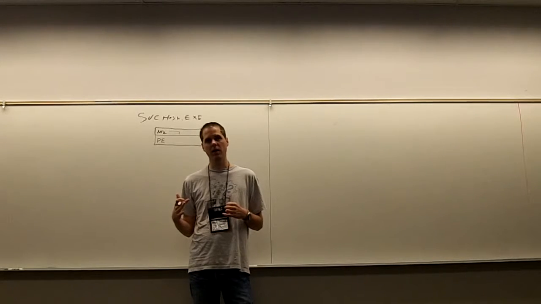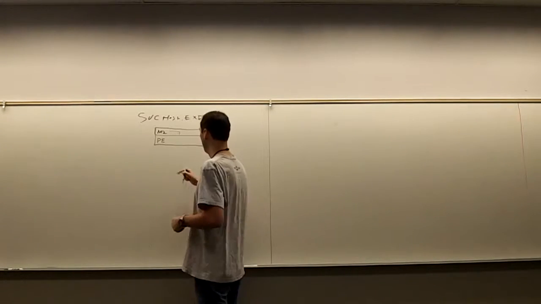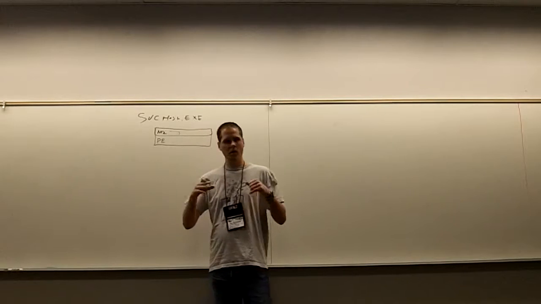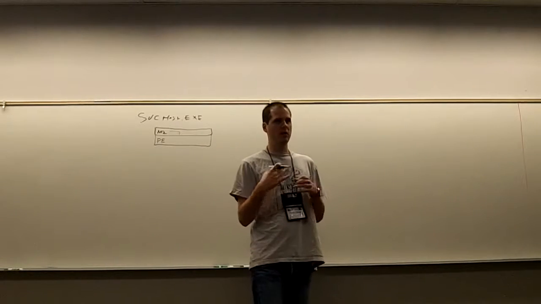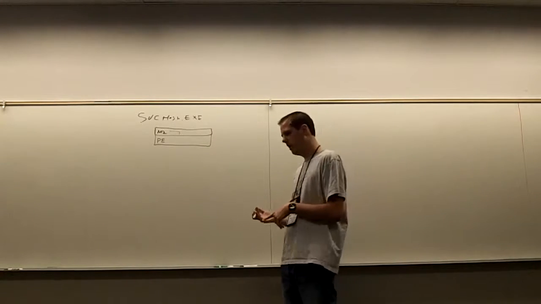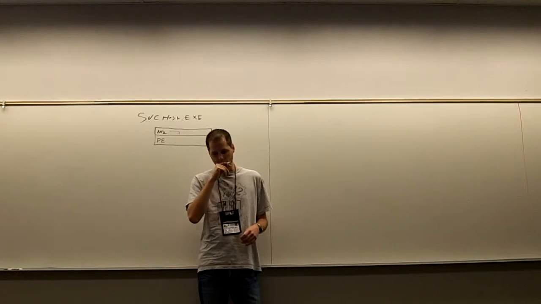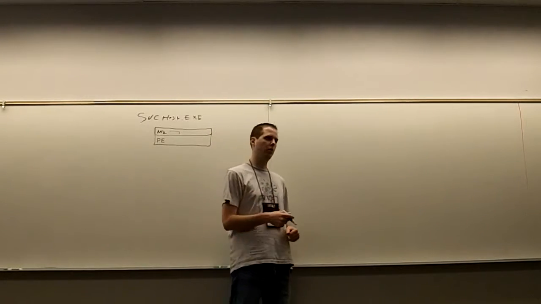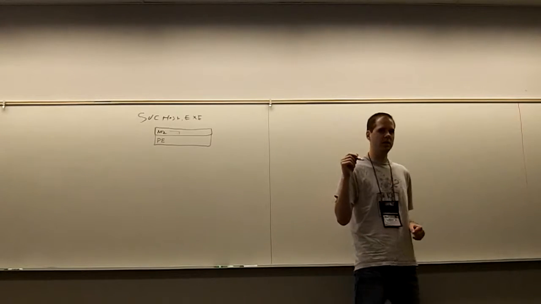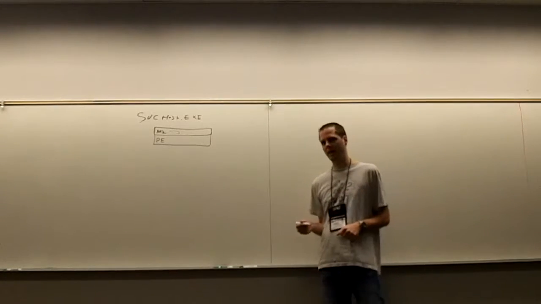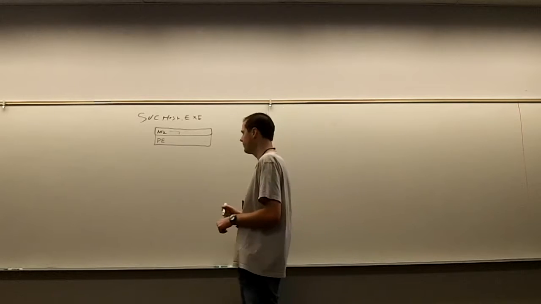Okay. So the PE header contains a bunch of information about the executable. You know, how big it is, how many sections it has, what machines it can run on. Is it a 32-bit executable or a 64-bit executable? Is it compiled to native code, or is it a .NET executable? It contains a bunch of information.